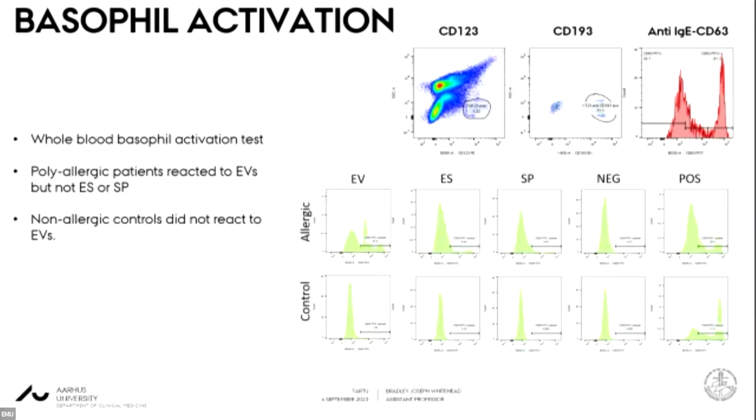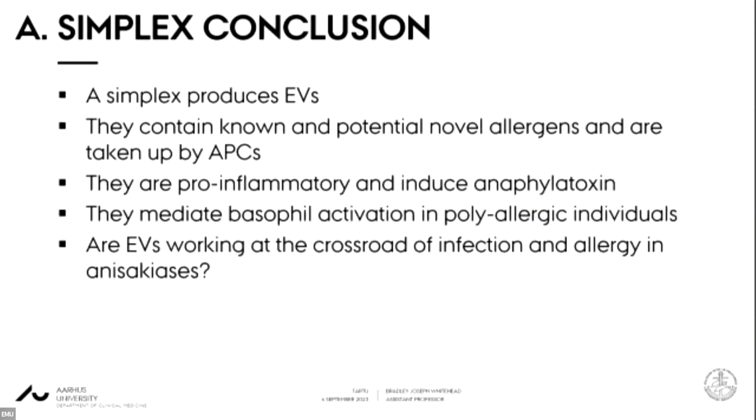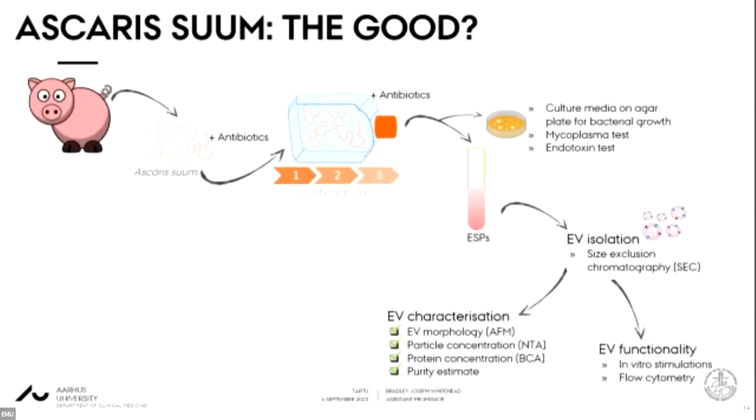In those patients, when we do the basophil activation test, we double gate on CD123 and CD193, and CD63 is the activation marker of basophils. We can see that the EVs induce basophil activation. The ES and the worm homogenates do not. And in the non-allergic controls, or to the best of our knowledge non-allergic, we didn't see any response to the EVs. So in conclusion, A. simplex produces EVs. They're taken up by antigen-presenting cells. They're pro-inflammatory, and they can mediate basophil activation in polyallergic individuals.